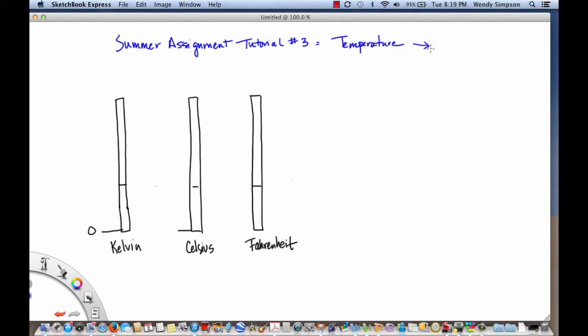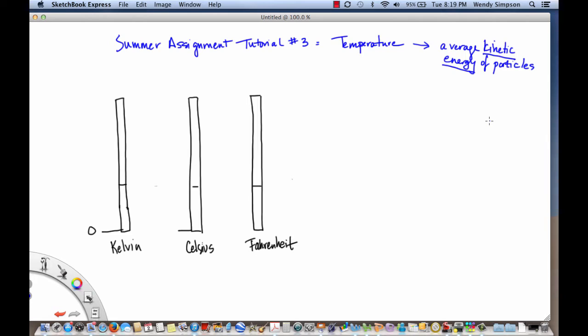A better definition of temperature is the average kinetic energy of particles in a substance. The average kinetic energy of the particles in a substance, meaning the atoms or the molecules that the substance is made up of. So what do we mean by kinetic energy? Kinetic energy is simply the energy of motion. So it's a measure really of how much motion particles have.